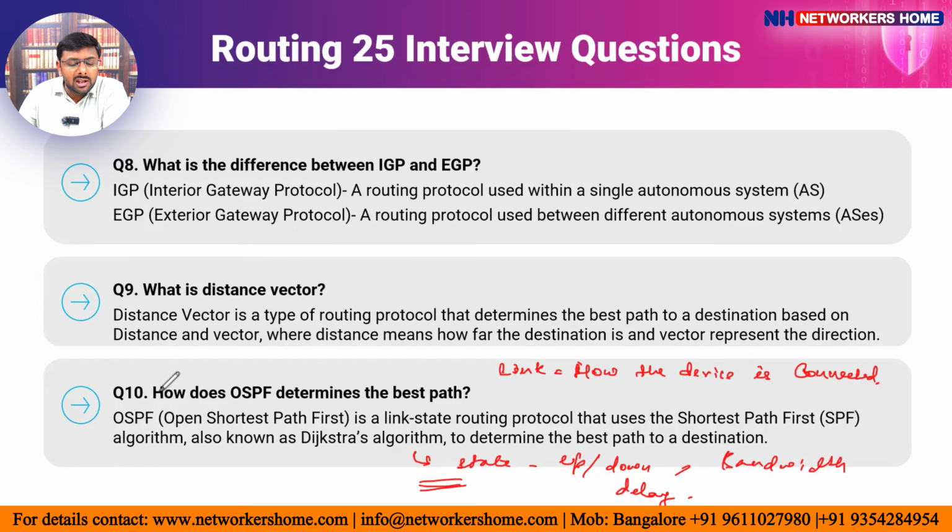So this OSPF, Open Shortest Path First, is a link state routing protocol that uses the shortest path first algorithm, also known as Dijkstra's algorithm, to determine the best path to our destinations. And for that, it is going to have a cost. Cost is equal to reference bandwidth upon interface bandwidth. It is going to find the best path with the help of one cost, where cost is equal to what? Reference bandwidth upon interface bandwidth.